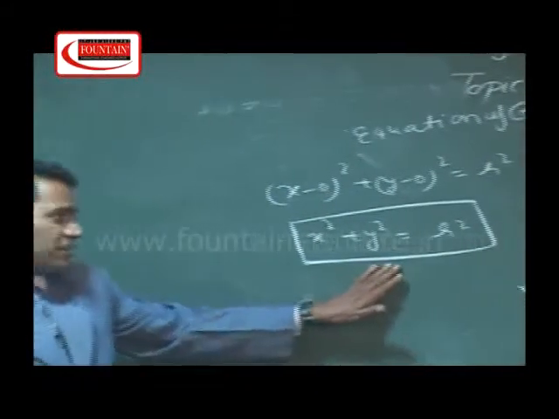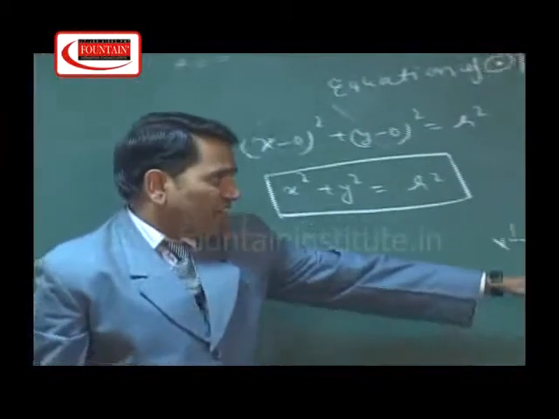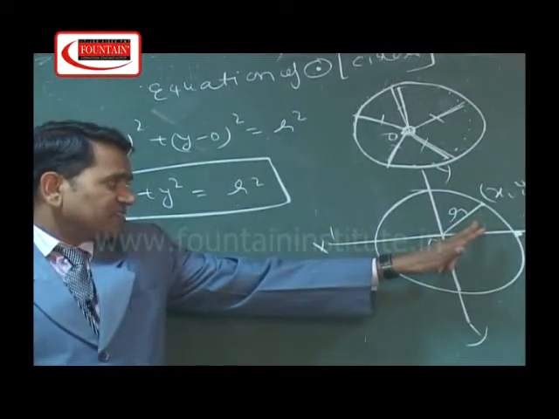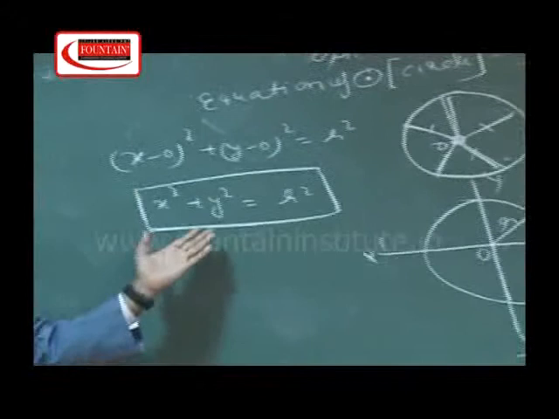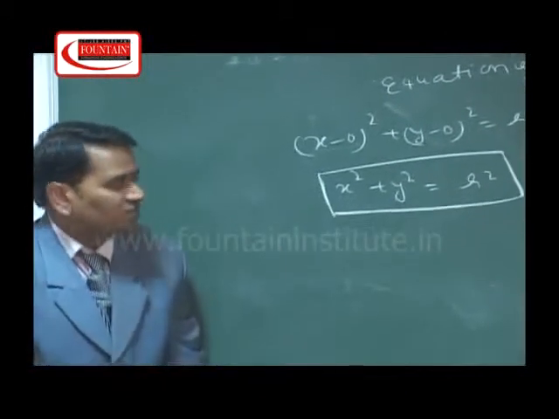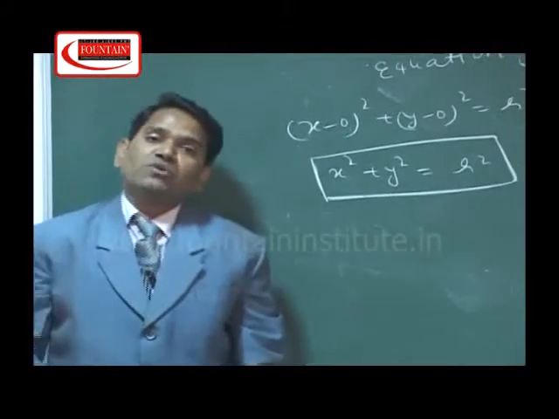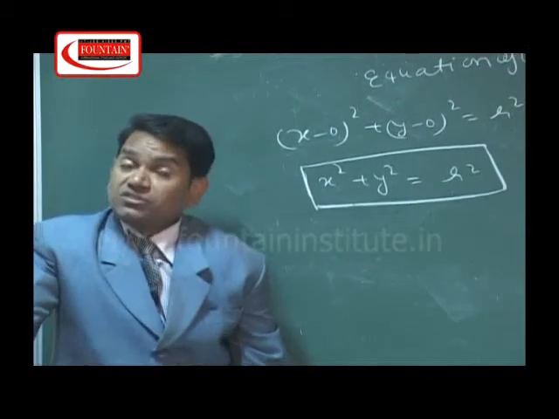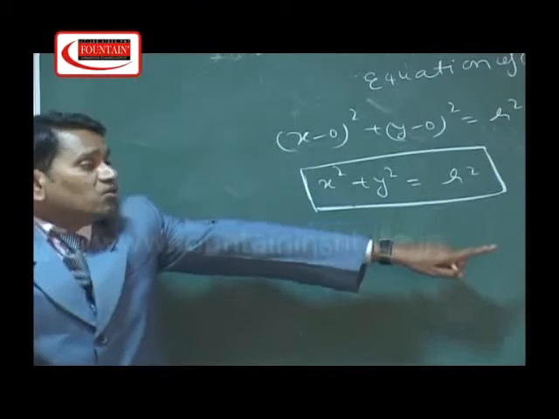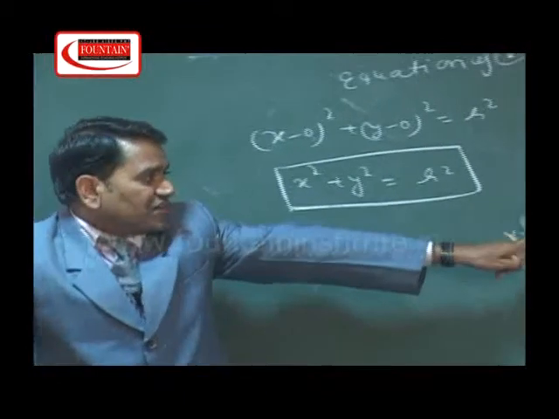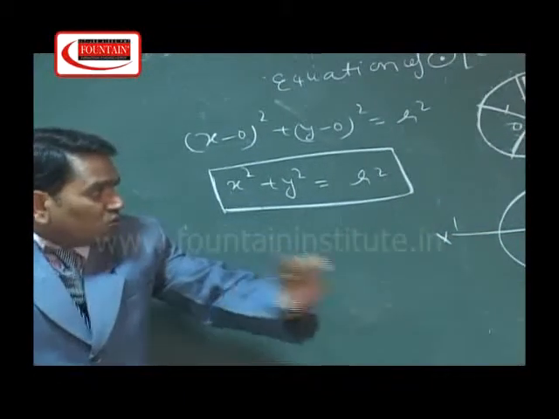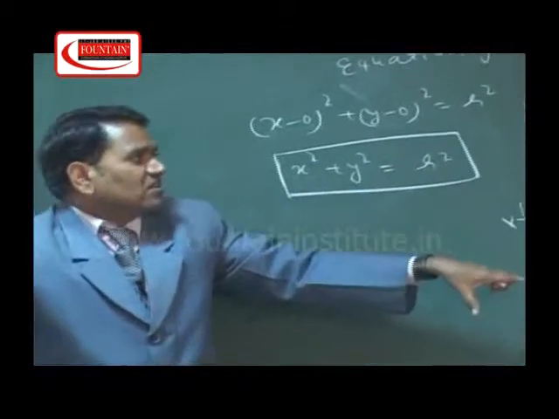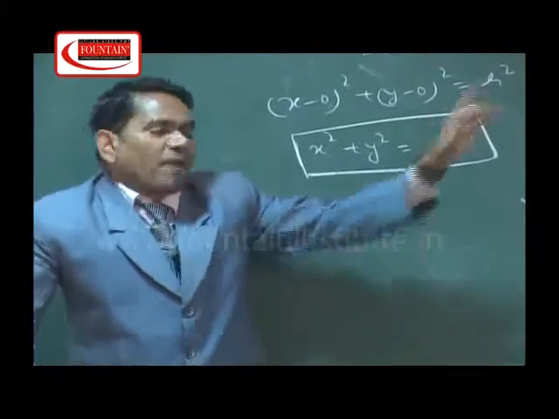So this equation represents a circle whose center lies on the origin, passes through x comma y, and whose radius is given by r. So the equation of this circle is x square plus y square is equal to r square. But suppose you ask, sir, what will be the equation of a circle whose center doesn't lie on the origin, that means whose center lies in any quadrant or on any axis? In that case the equation of the circle will be in such a manner.